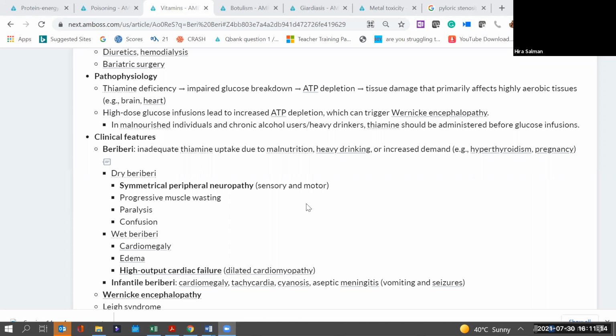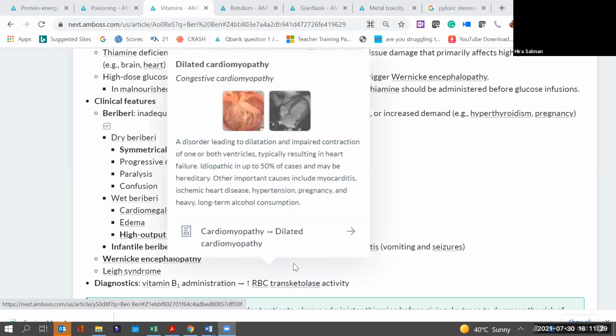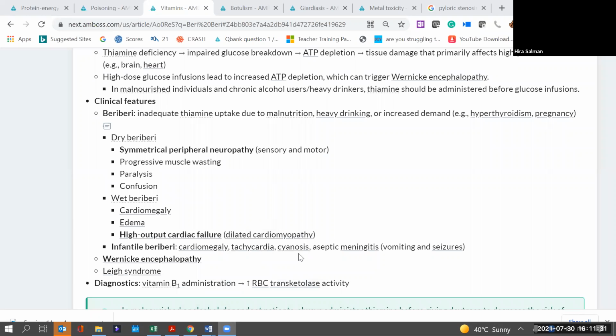No one is there to control these intra- and extracellular fluid compartments, and there will be too much extra fluid outside. You get that in the form of edema. So you will see edema in these patients, and of course, if there is too much edema, the heart has to work a lot. So you will find high output cardiac failure in this patient. This is called wet beriberi.